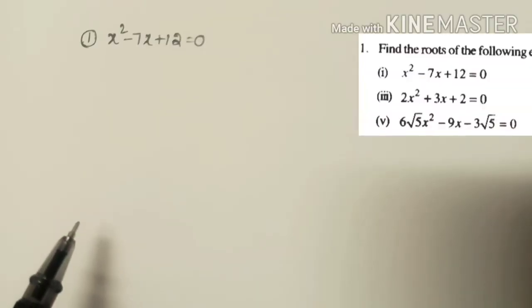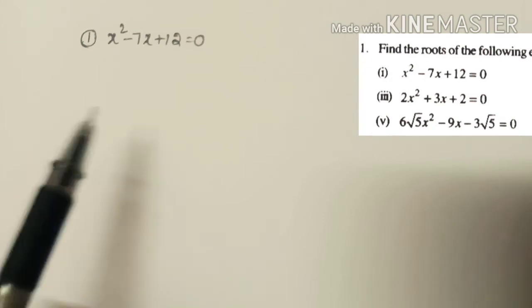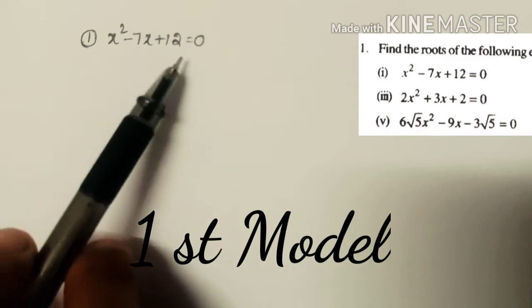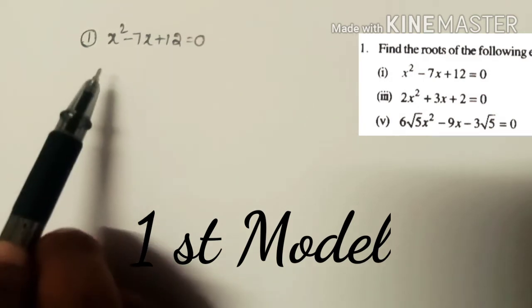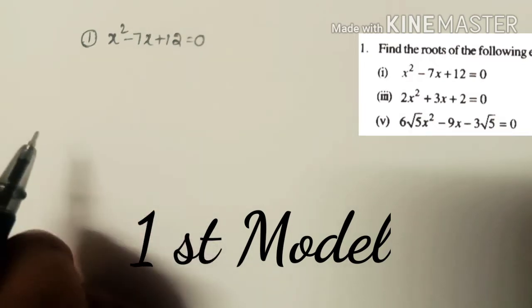In this video, I explain the most important 2 marks problems from the chapter quadratic expressions. Now this is the first model. Find the roots of the equation x square minus 7x plus 12 is equal to 0. Now we solve this equation directly by taking the factorization.